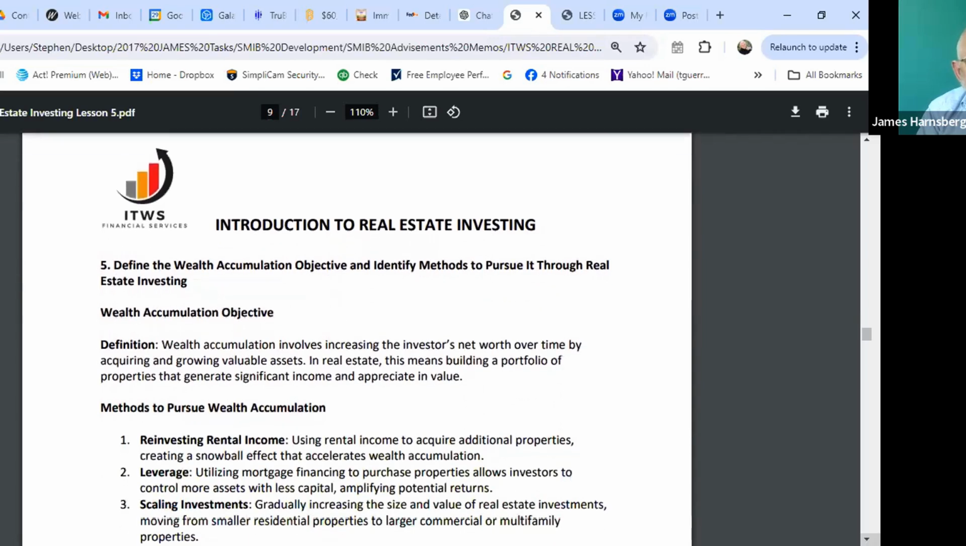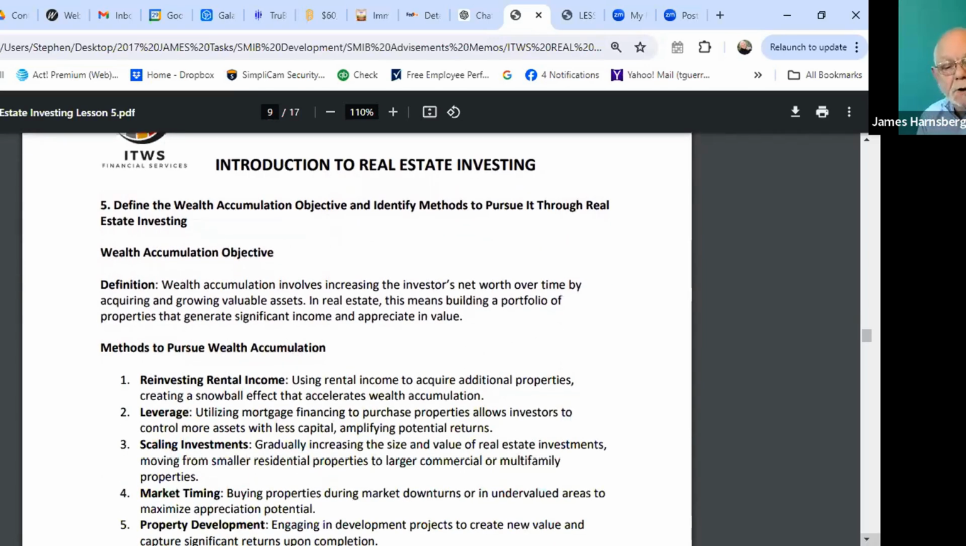And then 5 is the wealth accumulation objective. Wealth accumulation is about adding more to what I already have. I have one gold coin, I want to add another, and I'm now accumulating wealth. And it means that we're accumulating appreciating assets. Cars are not an appreciating asset. Collectible cars are still not an appreciating asset because of the tax traps.